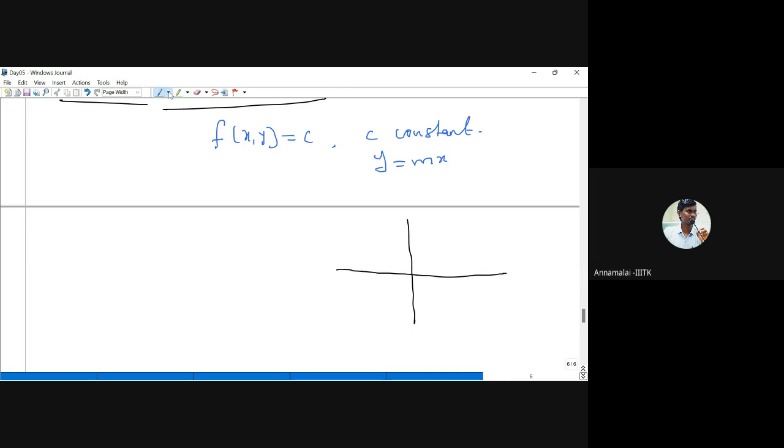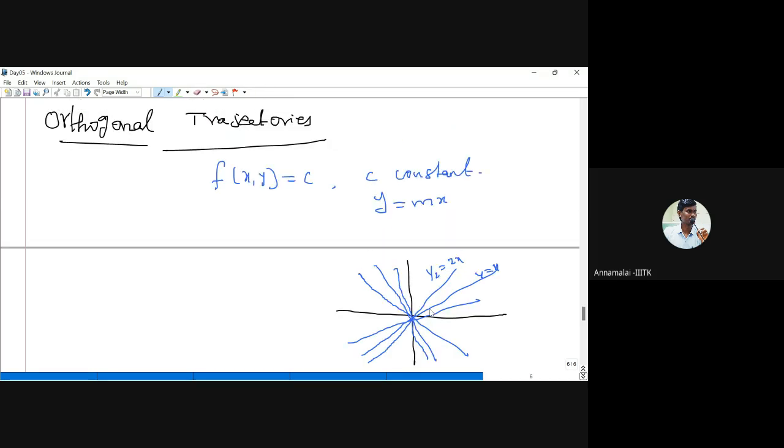If you take m equal to 1, you get y equal to x line. If you take m equal to 2, you get y equal to 2x. If you take m equal to minus 1, you will get the y equal to minus x graph. So different values of m will give different curves. Therefore, these are all a family of curves. This is the given family. Now we have to find orthogonal trajectories of this given family.